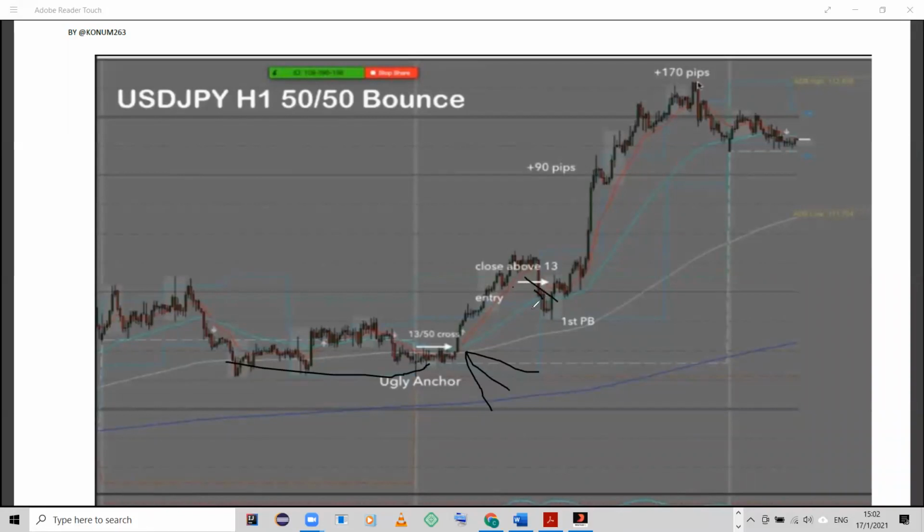Guys, the entry right here. Stop loss will be right here. This is a swing trade. Take profit 170 pips. Imagine that. What could you do with 170 pips? 170 pips on a standard account, that's how much? That's about $17,000 on a 10 standard. Imagine that, guys.